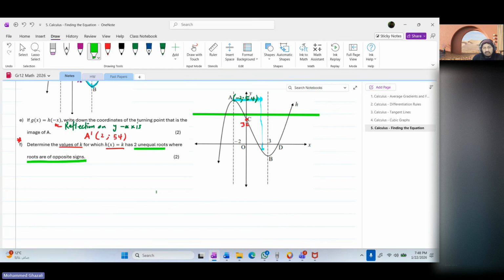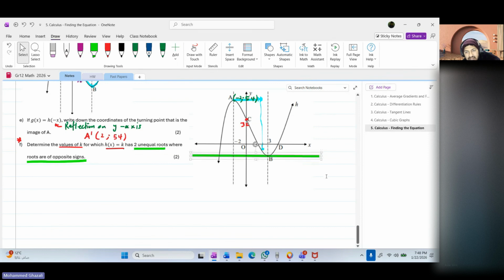So where must you cut? You have to get two roots, but they must be of opposite signs. So let's try cutting in between. If you're going to cut anywhere in between the turning points, you're always going to get three roots, okay? But what happens if I cut at the turning point?